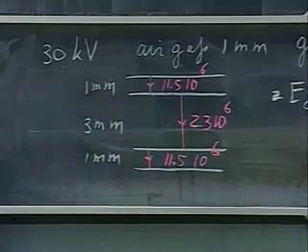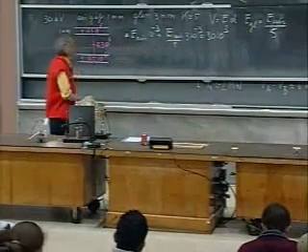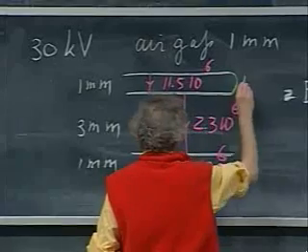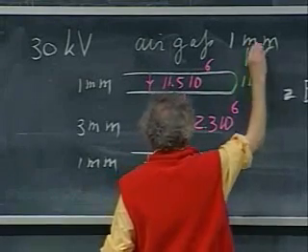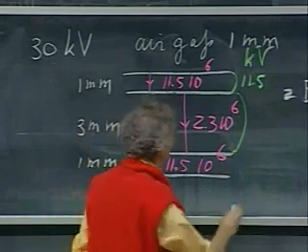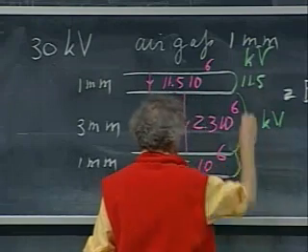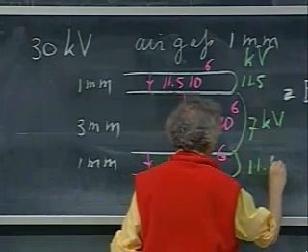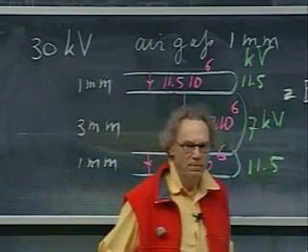To show you that I did my homework correctly, the potential difference here is now 11.5 kilovolts. I put it here in kilovolts. The potential difference here is now about 7 kilovolts. And the potential difference here is the same, is 11.5 kilovolts. And if you add them up, you get 30.